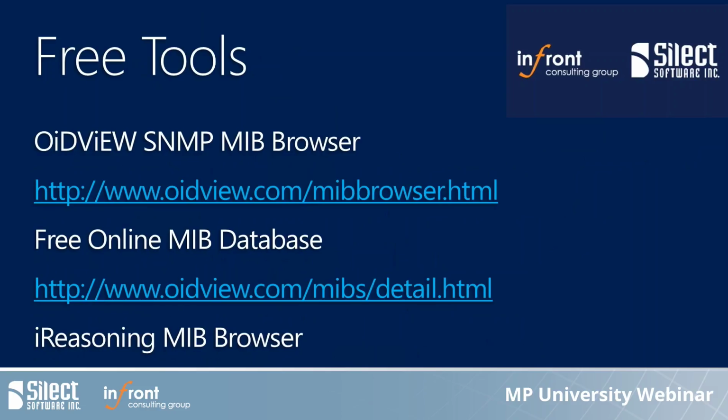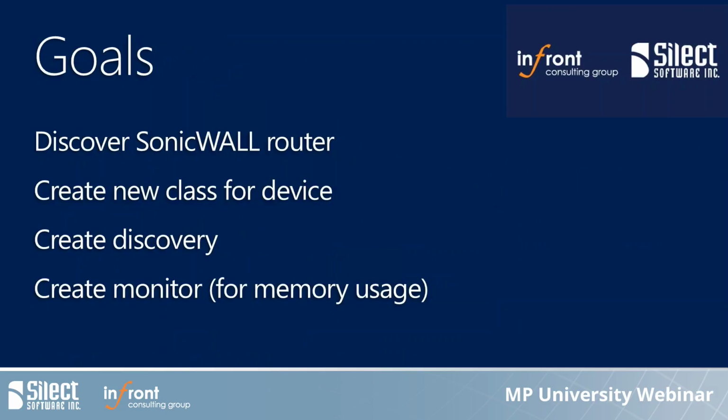There are a couple of free tools. I'm going to be demonstrating one of these, the OidView SNMP MIB browser. This is what we're going to use to do our experimentation. OidView also has an online MIB database where you can download MIBs, and in fact, that's where I got the particular MIBs I'm using. iReasoning also has a MIB browser that is free as well, so there are some good tools there.